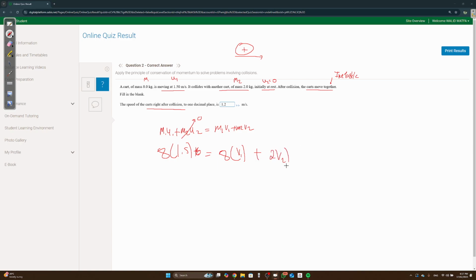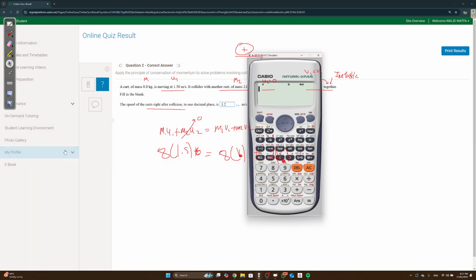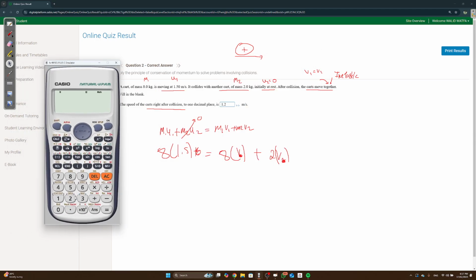How do you solve this if I have two unknowns? Since they're moving together, V1 is equal to V2, so you can just substitute a V here. 8 times 1.5 is 12. 12 is equal to 8V plus 2V. So 10V is equal to 12, and V is equal to 1.2 meters per second.